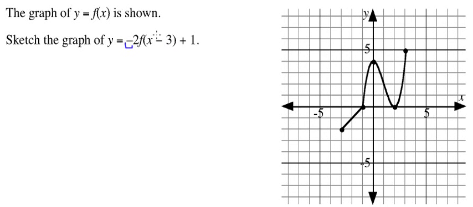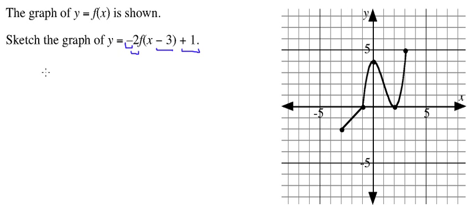Okay, pretty straightforward question. They give us a function. They have some transformations they want us to do on it. There are technically four transformations. This minus sign means a vertical reflection, or reflection across the x-axis. The 2 means vertical expansion by a factor of 2. The minus 3 translates 3 units right, and the plus 1 translates 1 unit up.